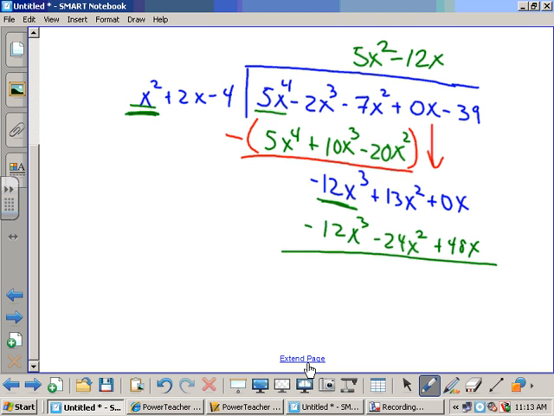And again, the algorithm of long division, we subtract. So we have 0x cubed, 13 plus 24x squared, 37x squared. And 0x minus 48, negative 48x. Drop down the negative 39.